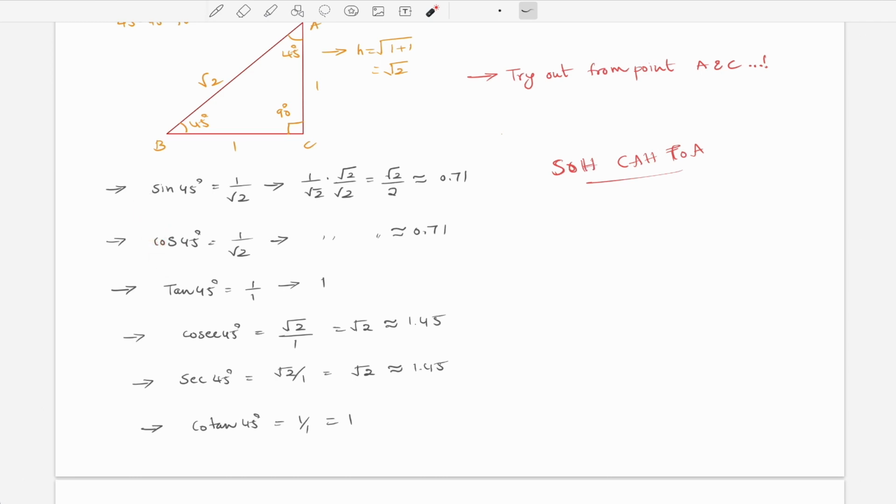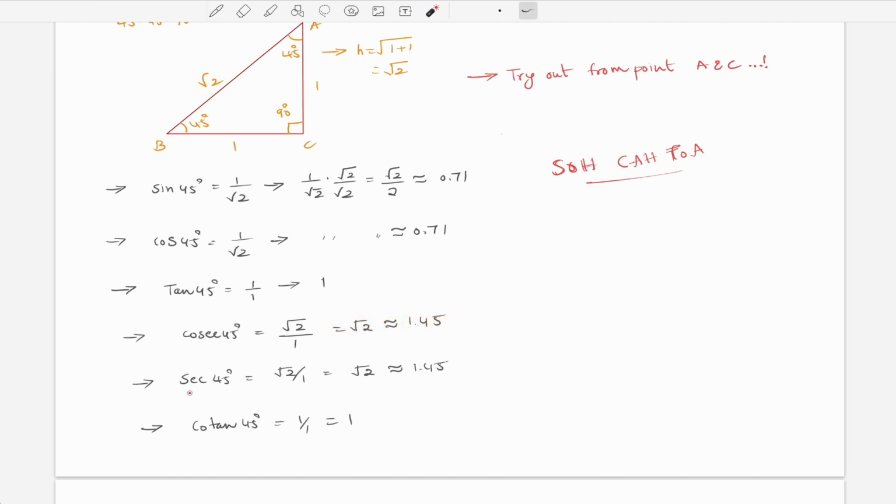I also want to find the reciprocals. What are these reciprocals? Like the cosecant. What is cosecant? It's just 1 by 1 by root 2, right? If it comes down here, it becomes root 2 by 1, which is equal to root 2, and the value is 1.41.